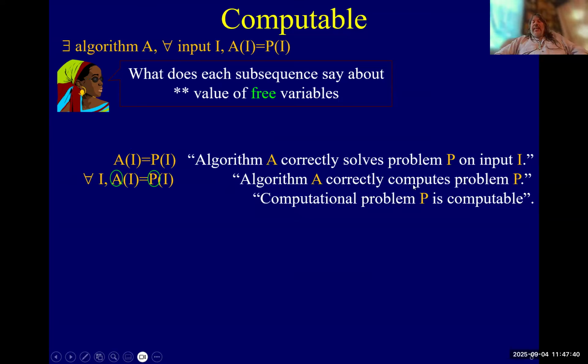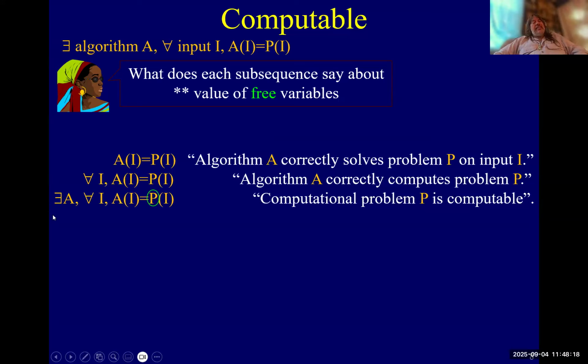And then when we say it in English, what I like to think is: forget I, because I's not a free variable anymore. What is this saying? A sentence says something about its free variables. So now the free variables are A and P. And what does it say about A and P? It says algorithm A correctly computes problem P, right? Why does it compute it? Because it gives the right answer on every input. Does that make sense? Now we know what this statement means, and we can bring in the exists.